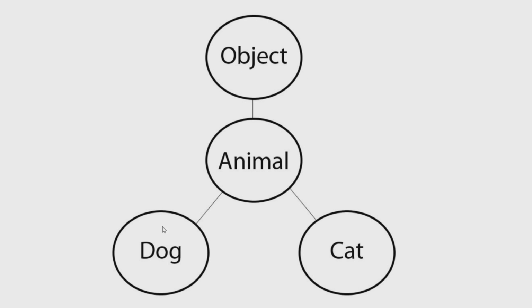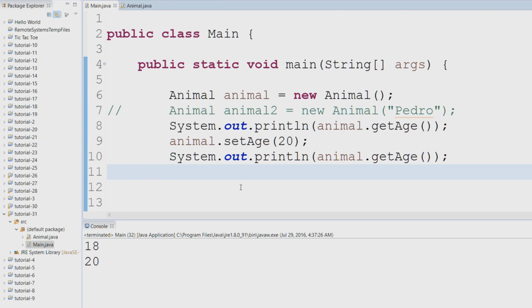Now below my animal class, I have two other objects. I have my dog and cat that we are going to be creating, and they are going to inherit the properties of the animal class. So let's actually dive into this in code. Let's create our hierarchy tree that we saw in the diagram. Now we need to create the two classes, so dog and cat.